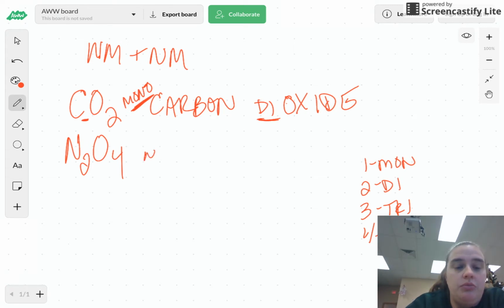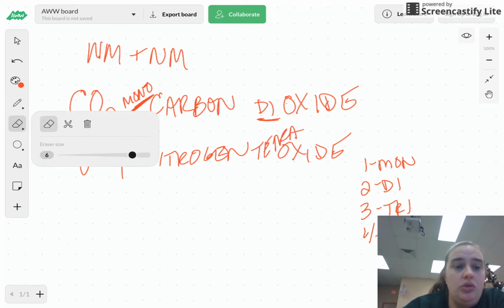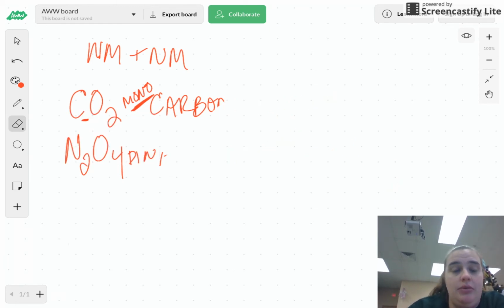So this one would be nitrogen and oxygen, but it would be oxide. So now we look at the subscripts. 2 is di, so that's dinitrogen. 4 is tetra, so it's tetraoxide. And that's it. You will always have those prefixes on the backside of the periodic table.